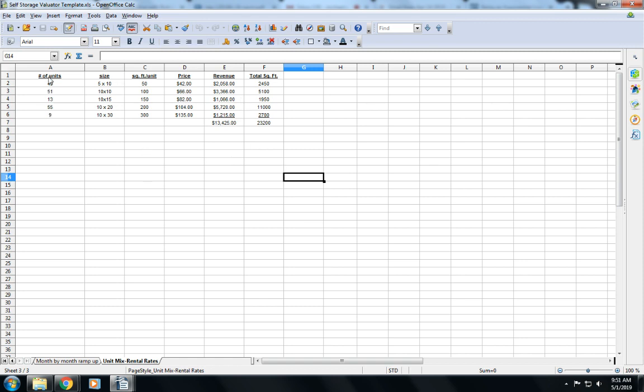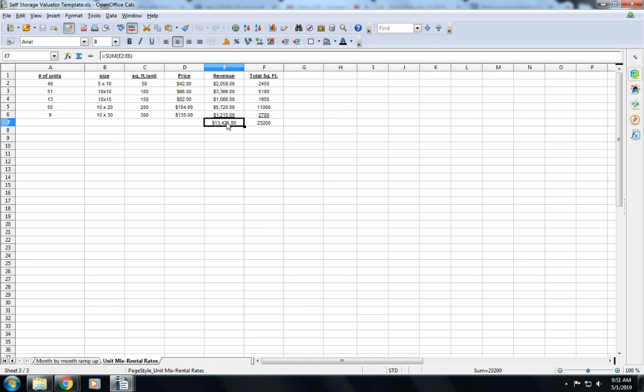We've got a property here. I've got the units listed, the number of units in column A, the size of each unit in column B, each unit's square footage, and then the price we get. Based on that, we can calculate the total revenue here in E7 that the property will generate in any given month. Okay? And then we've got our total square footage.